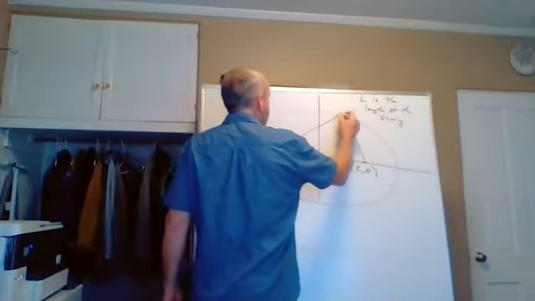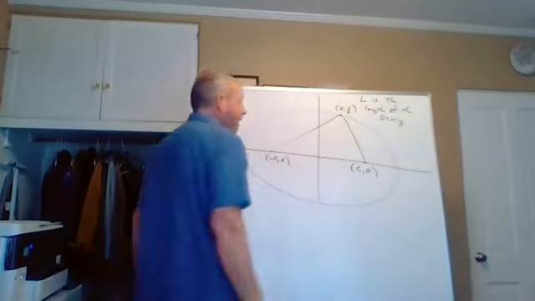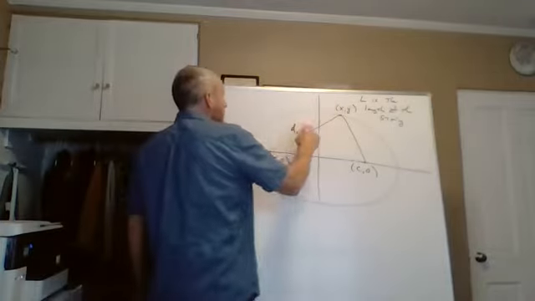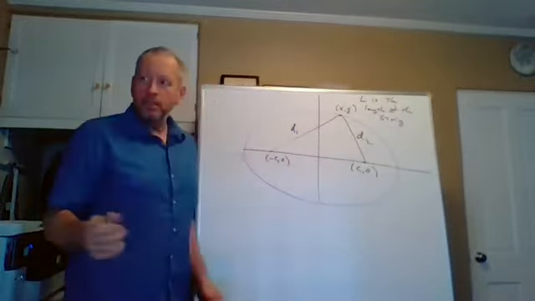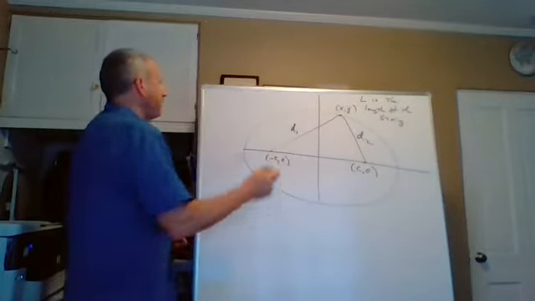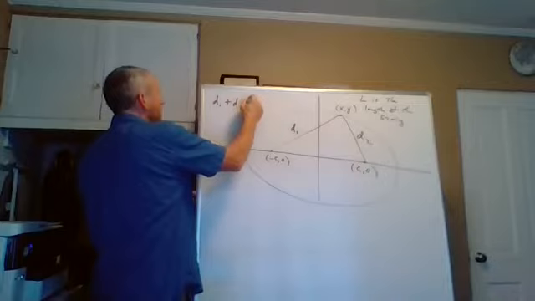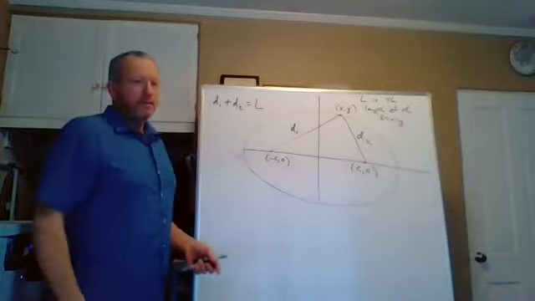Let's say this is a typical point right here, and I want to call this the point x comma y. And now I'm about to get some algebra into this. Let's call this d sub 1 and d sub 2. And because it is an ellipse, by the very definition of an ellipse, d sub 1 plus d sub 2 is equal to L. Well, finally we have an equation.